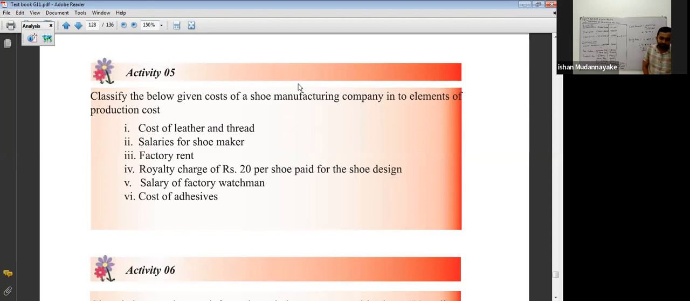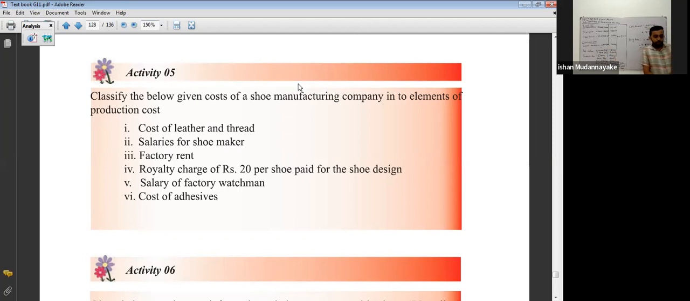Cost of leather and thread. What is the element of production cost? Shaima? Direct material. Yes, very good. Write down in front of this one, DM, direct material.